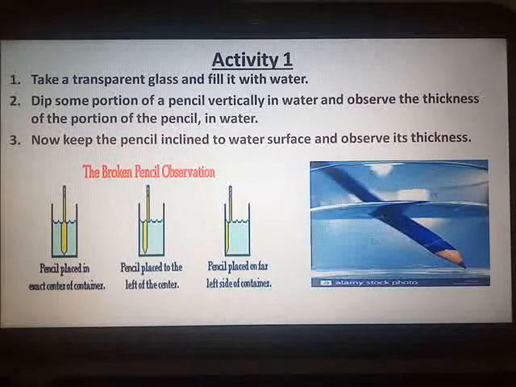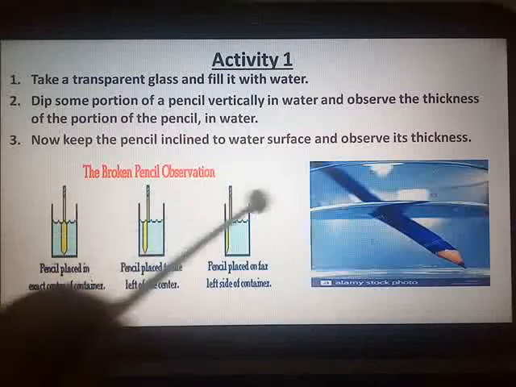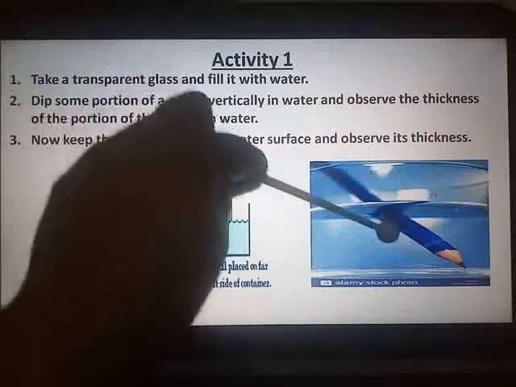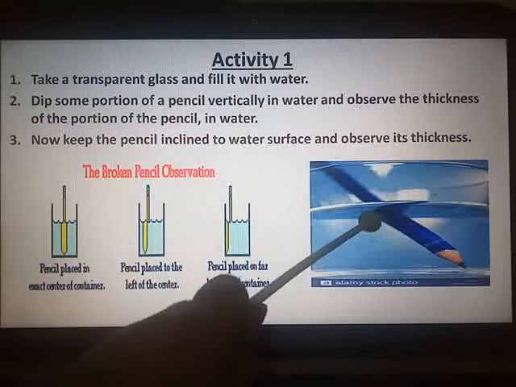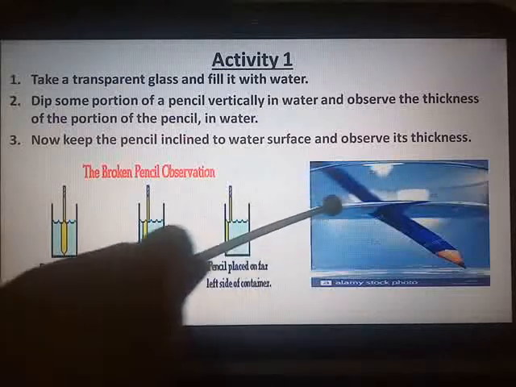It is a very simple activity. You can try this activity at home. You can take a glass or any beaker made of glass material, fill it with water and immerse a pencil or a pen in the vertical position, and you will see that the portion of the object which is inside the water will appear thicker than the portion which is outside the water. In the second case, when you keep the object in the inclined position, the pencil appears to be broken near the surface of water.